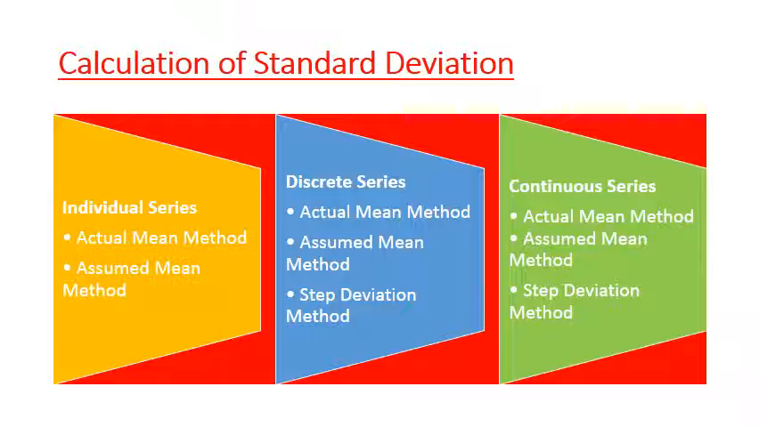Same in the case of discrete series: actual mean method, assumed mean method, and step deviation method. In continuous series: actual mean method, assumed mean method, and step deviation method. So we have three methods, that is actual mean, or we can say direct method, assumed mean, or we can say shortcut method, and step deviation.